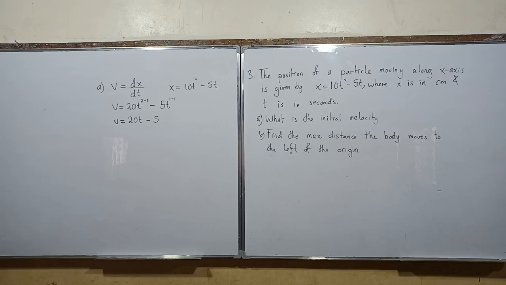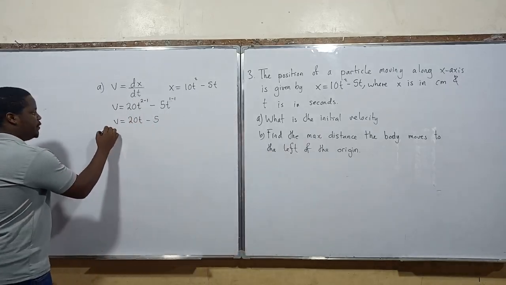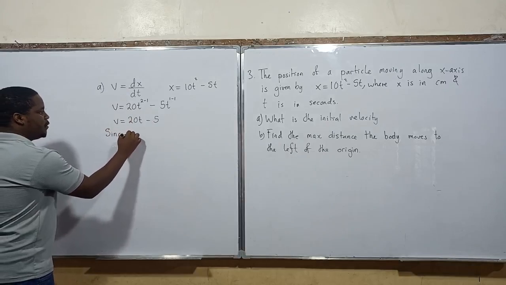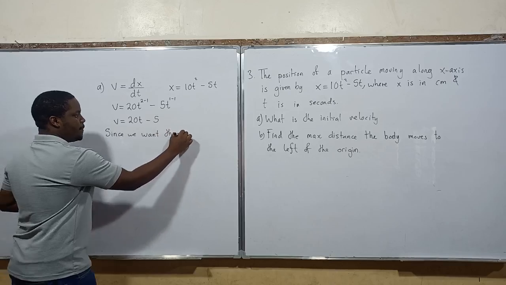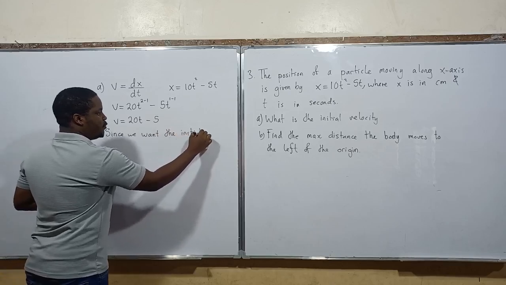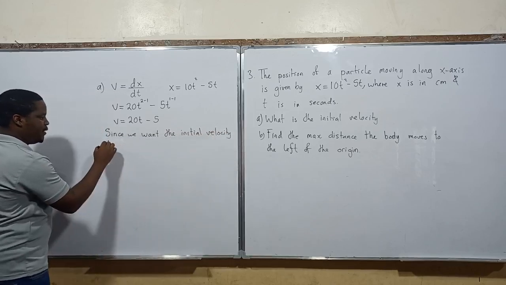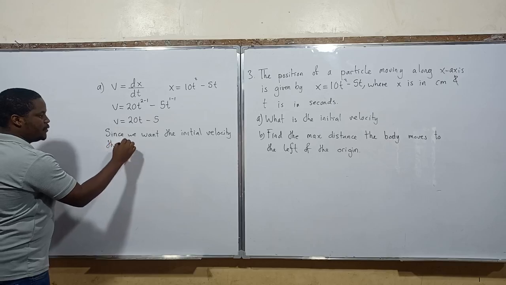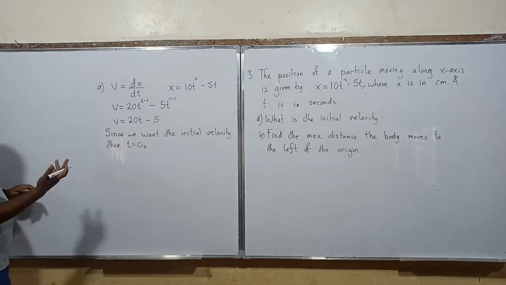Time is what? Initial velocity, before you start anything, you start at time what? 0. So since we're looking for initial velocity, then t is equal to 0 seconds. So just substitute where there's t, put a 0.